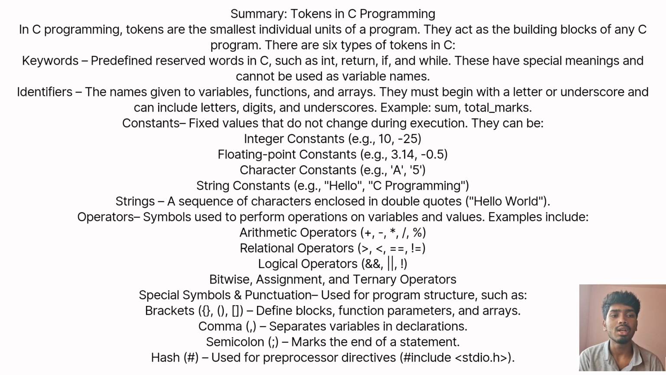Special symbols and punctuation used for program structure, such as brackets, which define blocks, function parameters, and arrays. Comma separates the variables in declarations. Semicolon marks the end of a statement. Hash is used for preprocessor directives. Example: #include <stdio.h>.